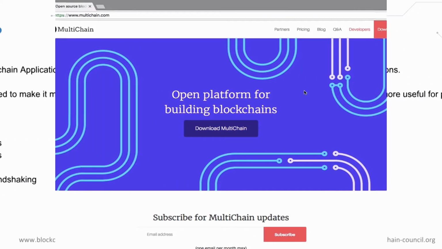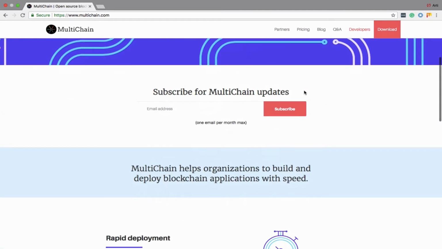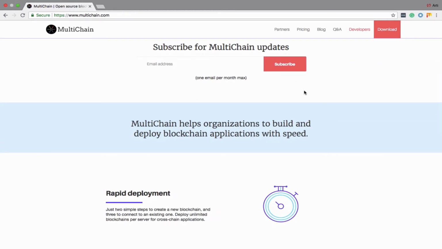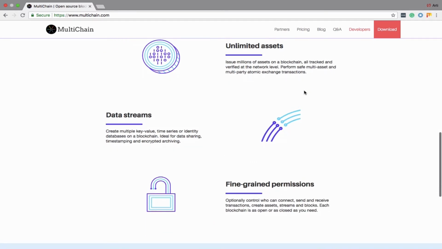Now let us have a look at the multi-chain website. This is the multi-chain website. As you can see, multi-chain helps an organization to rapidly build blockchain applications. Managed permissions, rapid deployment, unlimited assets, and data streams are the most powerful features of multi-chain.